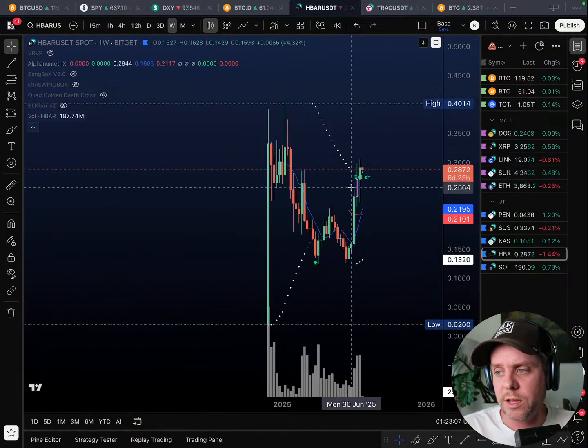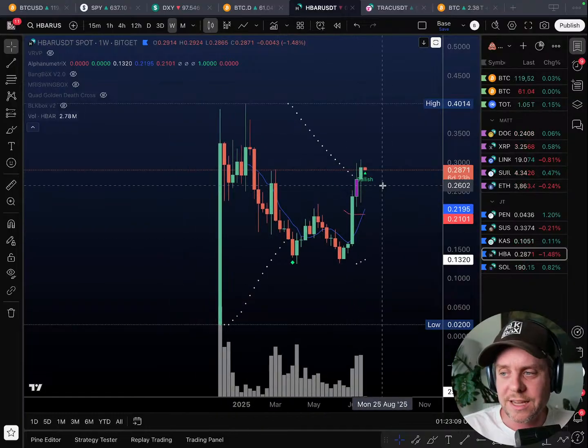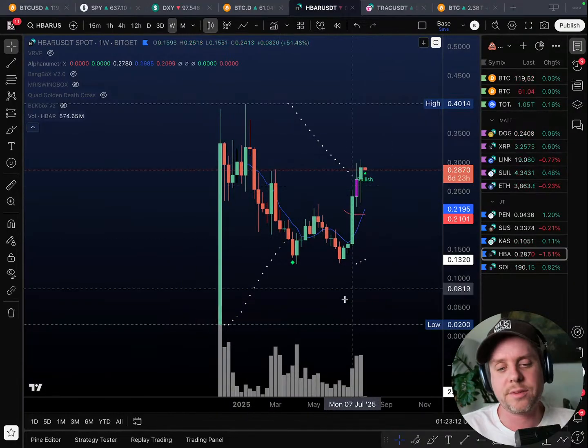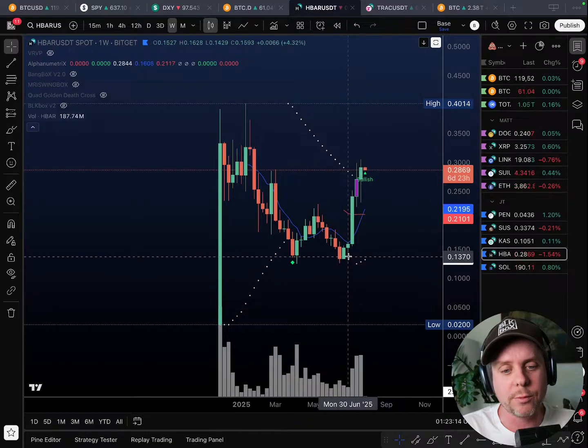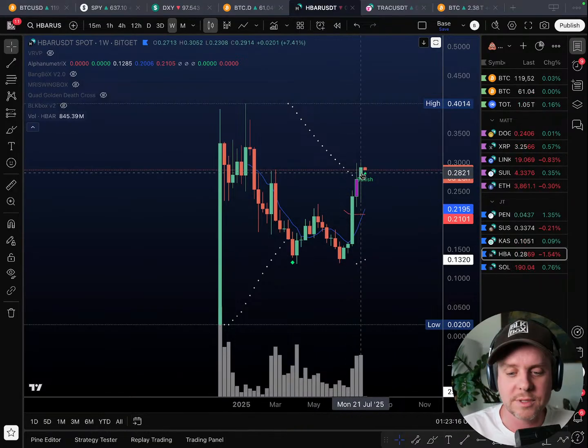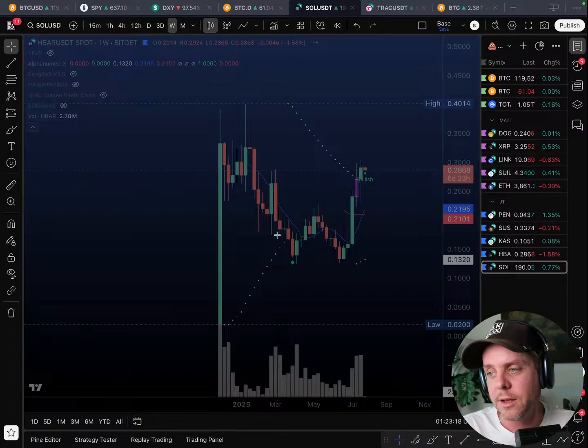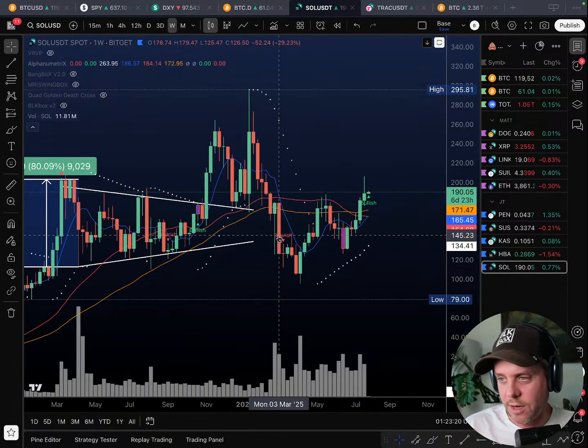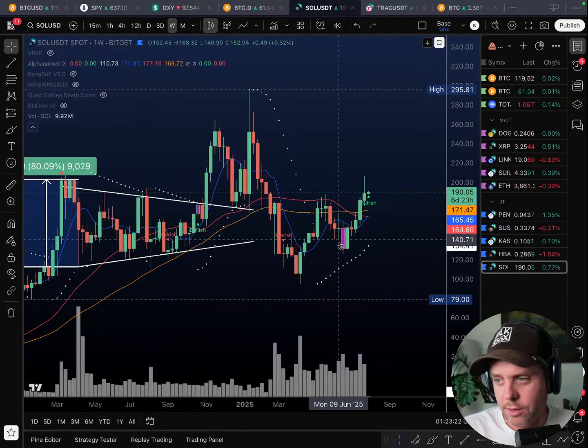Double bottom here on the weekly, purple phantom candle, the 7 crossing above the 30, volume coming in, effort is high, result is positive. It's looking good. It's looking good. Finally, we'll cap things off with Solana looking good.